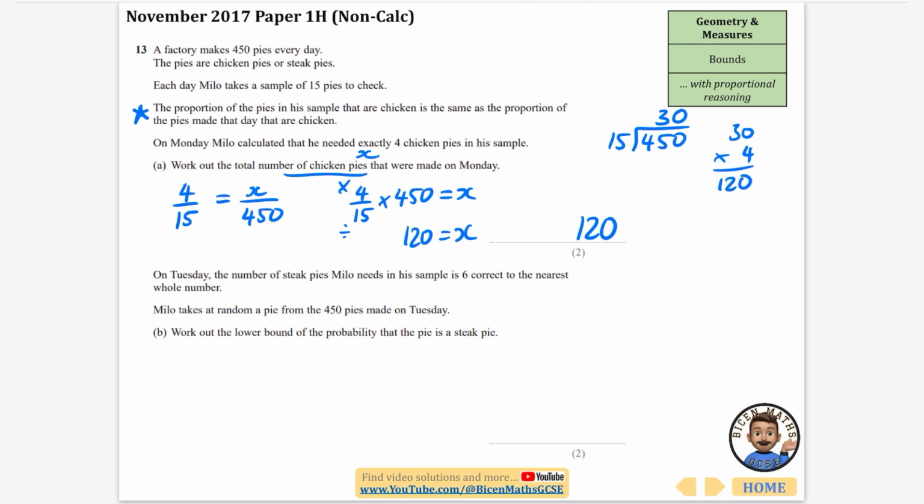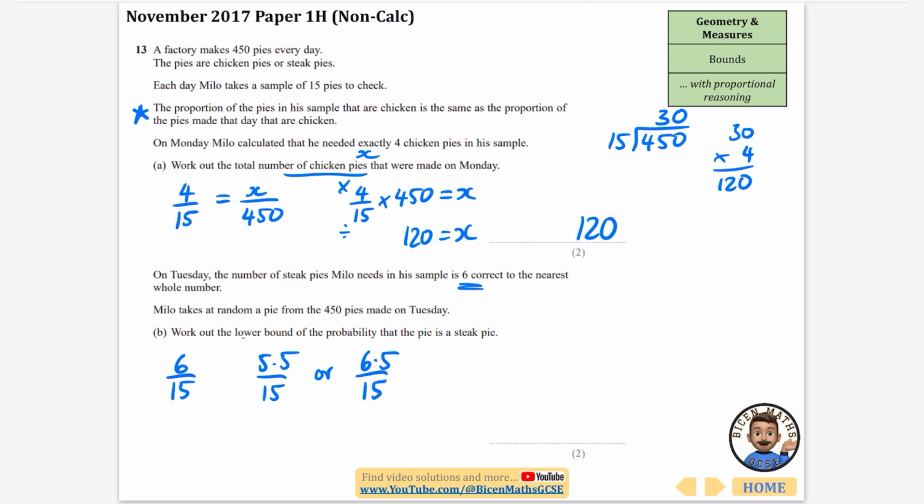So the probability that it is a steak pie, if it was 6, would just be 6 out of 15. That would be the probability of it being a steak pie. But because 6 has been rounded to the nearest whole number, that means that it could be 5.5 out of 15, or it could be 6.5 out of 15.